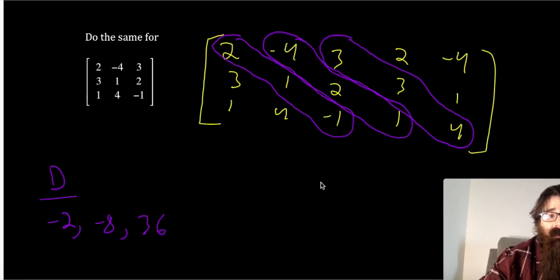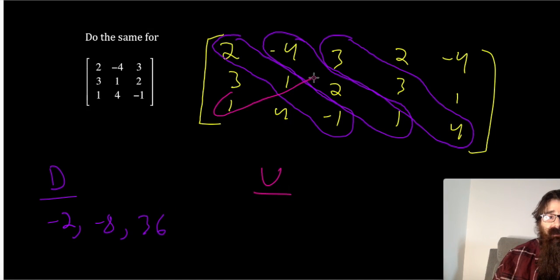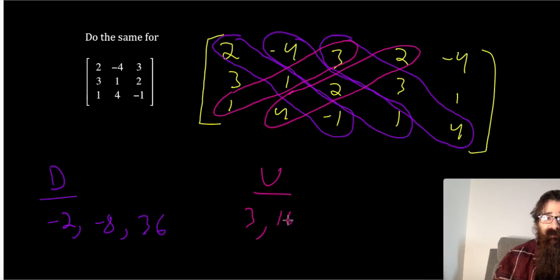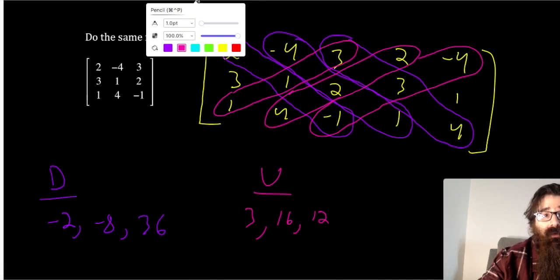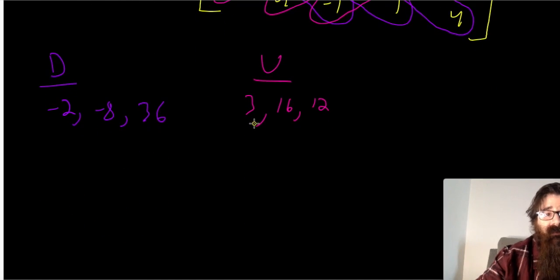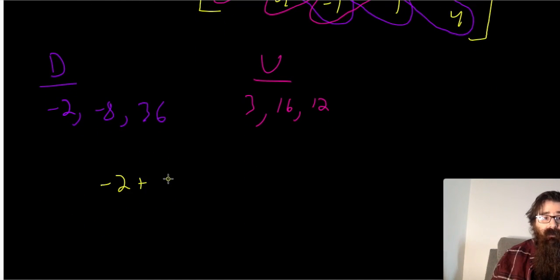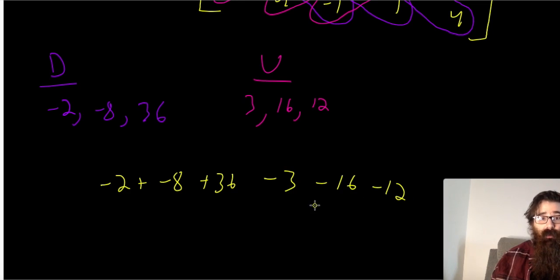Let's get the upward diagonal products now. Start at the bottom left. Circle upward diagonally. 1 times 1 times 3 gives me 3. 4 times 2 times 2, that's 4 times 4, gives me 16. And -1 times 3 times -4, so it's going to be positive overall, positive 12. And remember, we add the downward, subtract the upward. So the downward products, I add them up. So that's -2 plus -8 plus 36. Subtract the upward ones. So then I'm going to do -3, -16, -12.